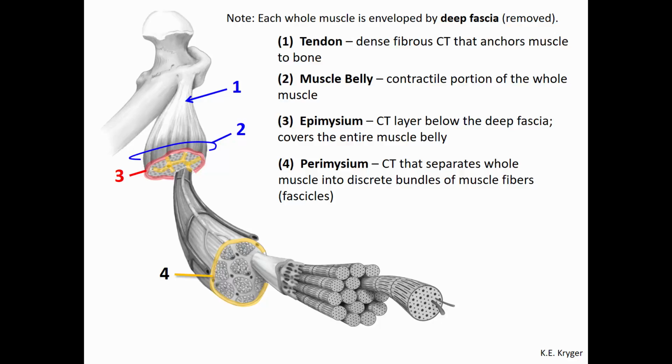Perimysium is connective tissue that separates whole muscle into discrete bundles of muscle fibers. Remember, those discrete bundles of muscle fibers were called fascicles. So when you're eating your chicken and you're stripping it away with your teeth and it's tearing off into certain sections, that's going to be the fascicle.